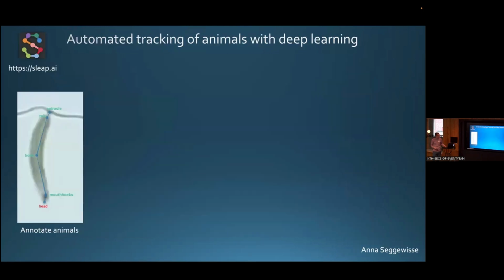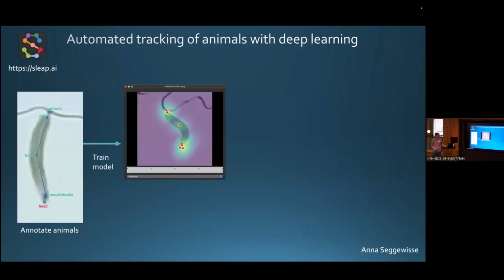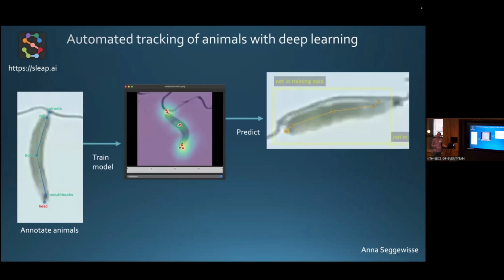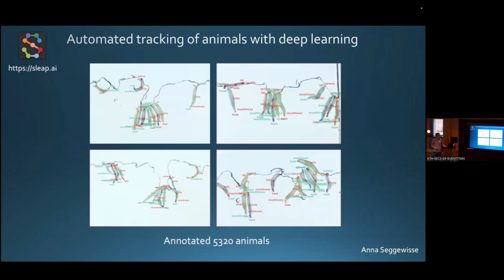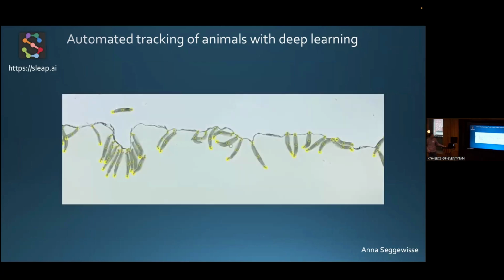And so we turned to this deep learning method called SLEAP, where you annotate animals and then build a model that can then predict the different body parts of the animals, and then you fine tune and go in this loop until you get nice predictions. We've done this for loads and loads of animals. One of my students did this, and we now have a pretty good model that can track the animals at this point.